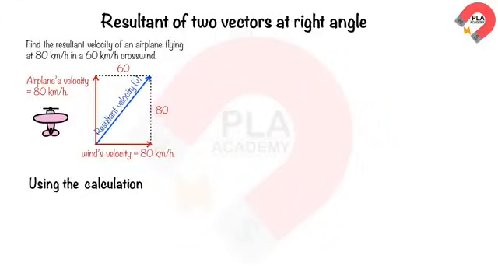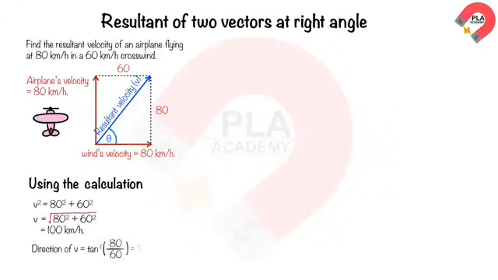We can calculate the magnitude of the resultant velocity using the Pythagorean theorem. Resultant velocity squared equals 80 squared plus 60 squared. Resultant velocity equals the square root of 80 squared plus 60 squared, which equals 100 km per hour. We can calculate the direction of the resultant velocity by the tangent ratio. The direction is the angle theta to the direction of the wind's velocity. So, the direction is tan to the power minus 1 of 80 over 60, which is equal to 53 degrees to the 60 km per hour.